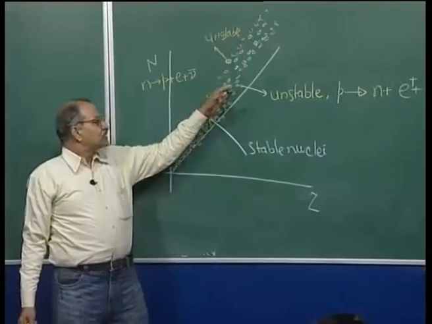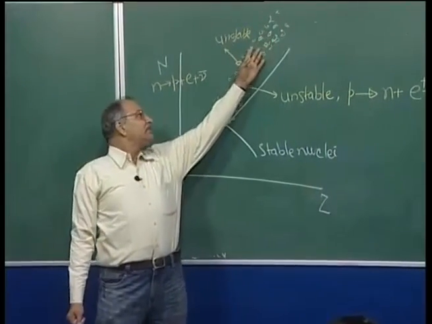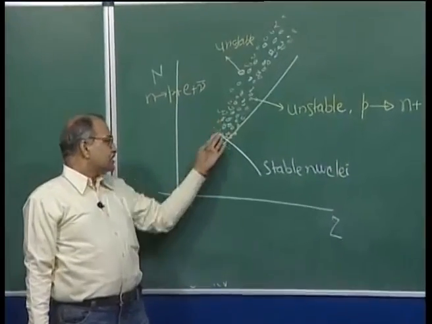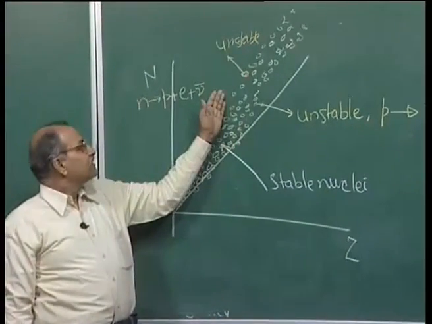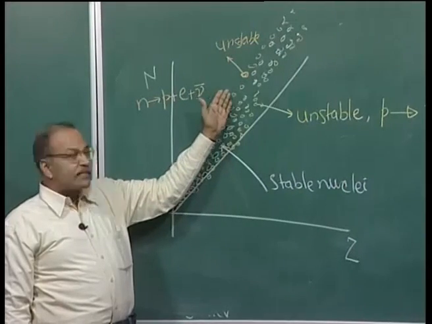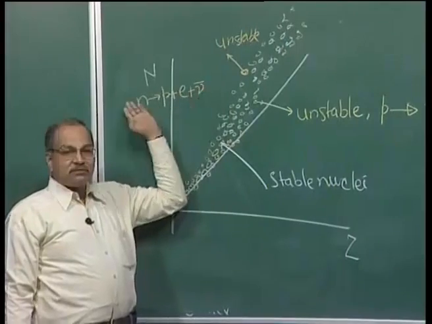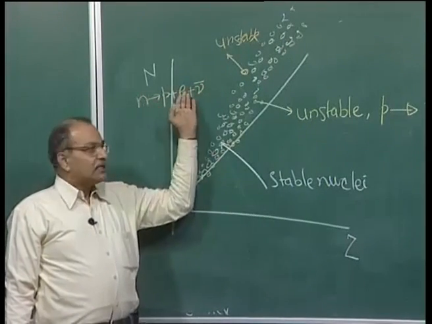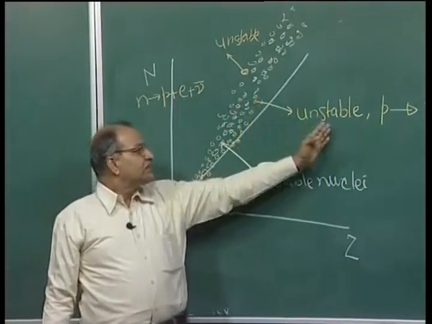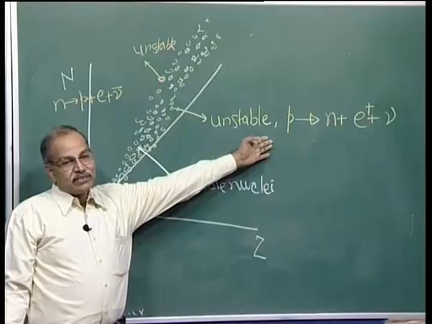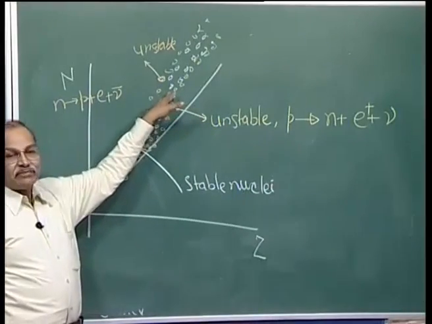If you are here in this valley, in this path, then yes, but if you are on the left of it, then your Z n combination will give you an unstable nucleus and the things will change according to this. If you are to the right of this line, then the nucleus is again unstable and the proton will change and Z n will finally come here.